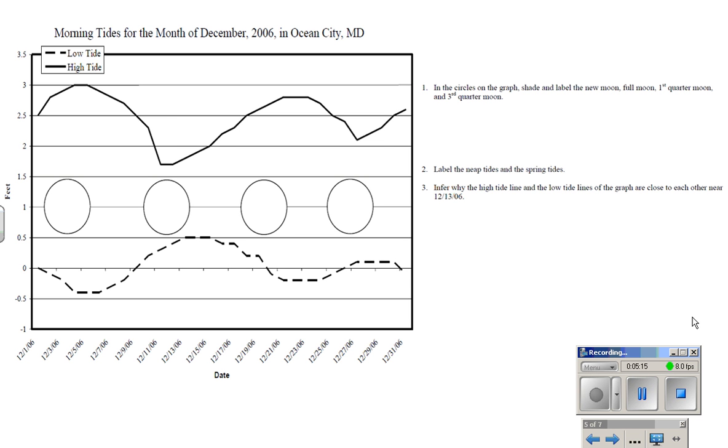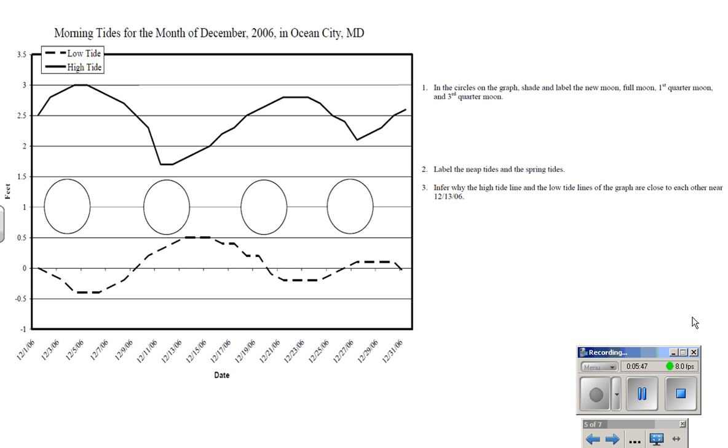So, in the circles on the graph, shade and label the new moon, full moon, first quarter moon, and third quarter moon. I would start by finding the spring tides, where the new moon and the full moon is. If you need to rewind and go back to the vocabulary part, and it shows that diagram, you can watch it again, and maybe that can help you find where you think the full moon and new moon would be. And then you can figure out where the first and third quarter moons would go.